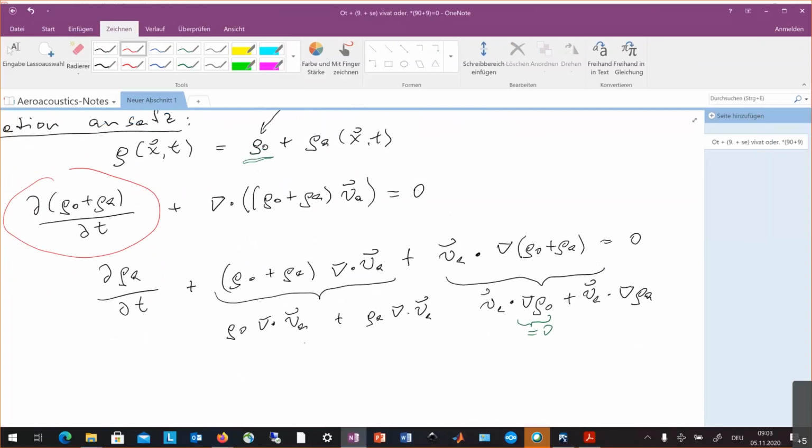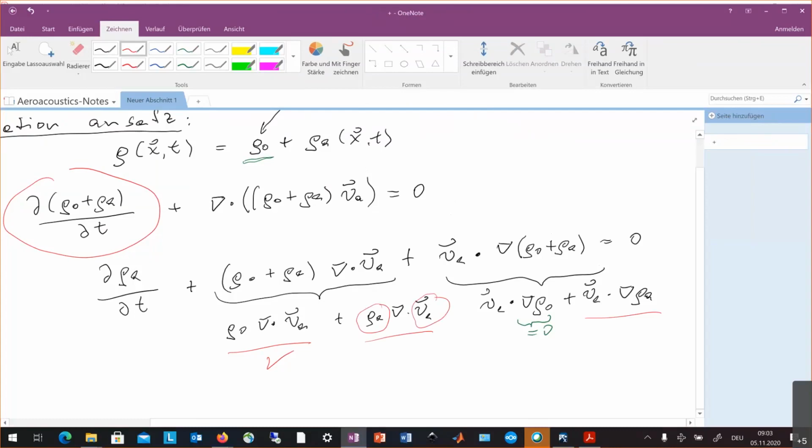Now, the first term, for us, is okay, because it is still a linear term. You have a constant density, which is scaled by the divergence of the acoustic particle velocity. However, if you look at the second term, you see there is a multiplication of 2 perturbed quantities, the acoustic density and the acoustic particle velocity.